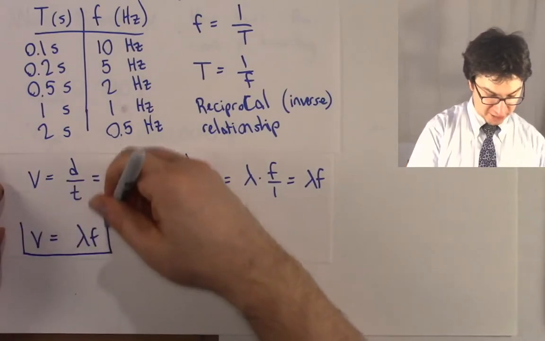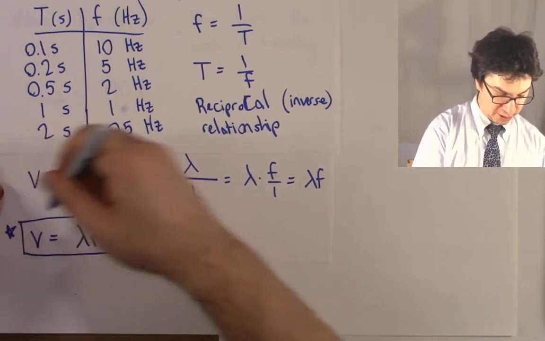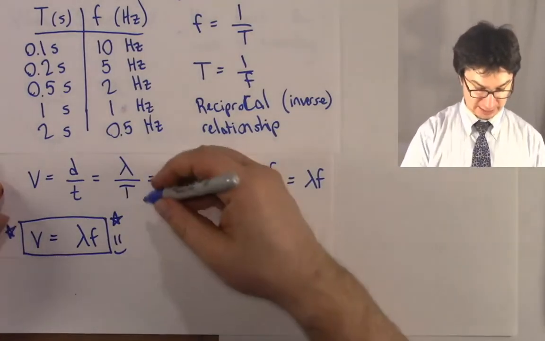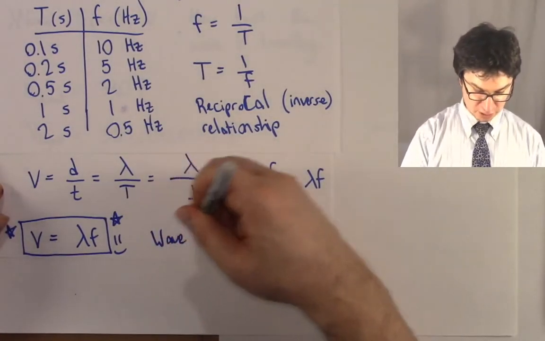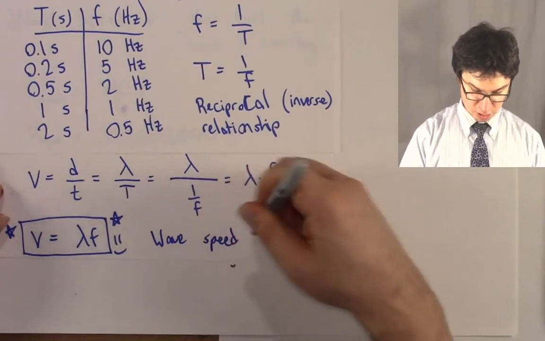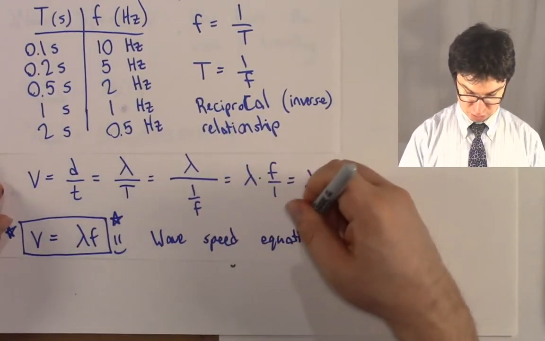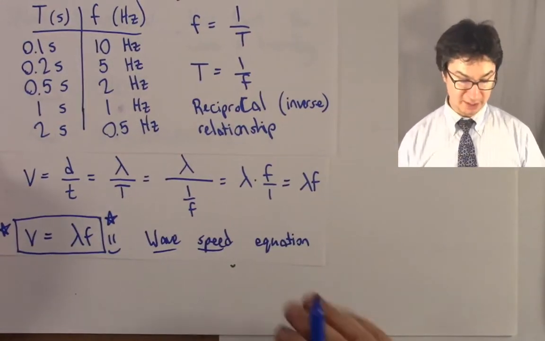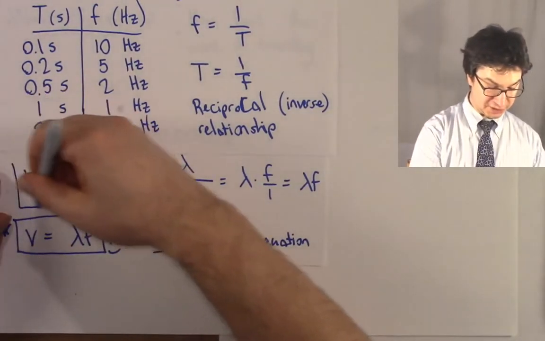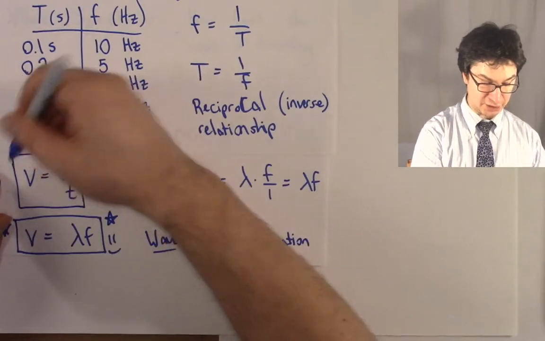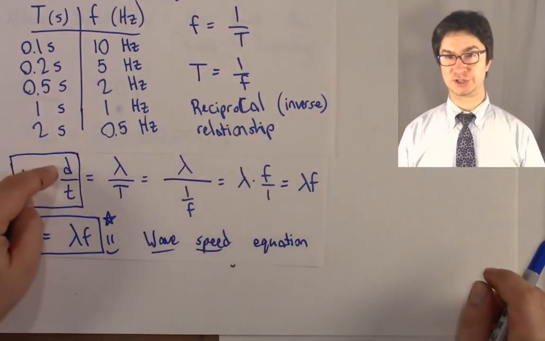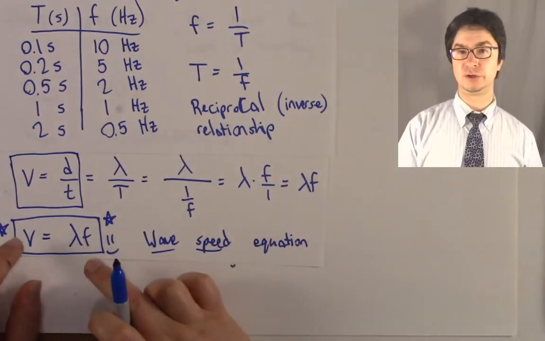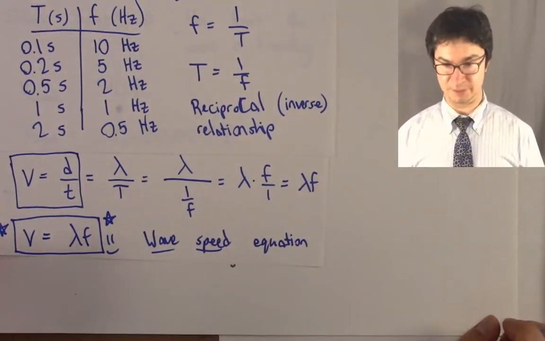Please put this in a rectangle, please star it, and perhaps even smiley face it. And you might label this the wave speed equation. And this is a great way to calculate wave speed. Another way to calculate wave speed is simply distance over time. You never know. A problem might ask you, if a certain distance is traveled by the wave at a certain time, you might be able to use V equals D over T. But often we use V equals lambda F to calculate the wave speed.